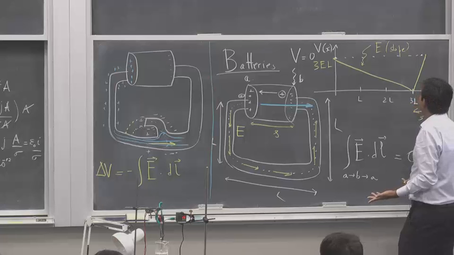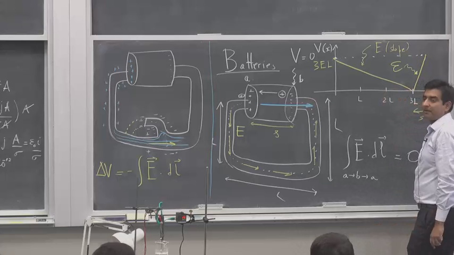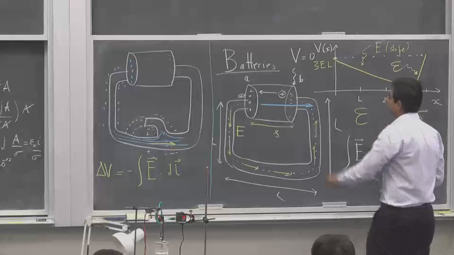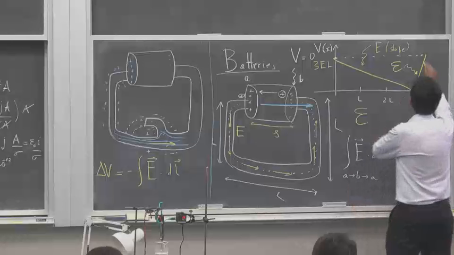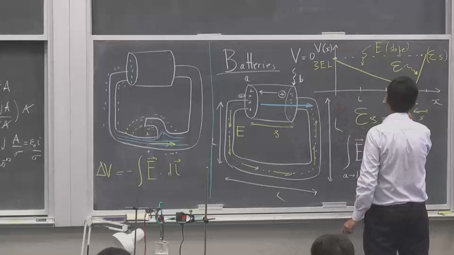This slope is also called the EMF of the battery. And the EMF of the battery will give rise to a current that flows through the circuit. So this point is EMF into S. S is the length of the battery. The EMF into S must equal ∮E·dl, because this condition has to be satisfied.